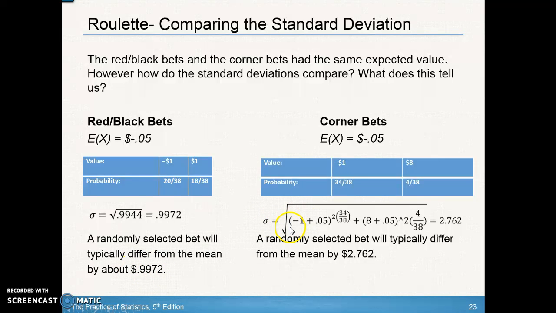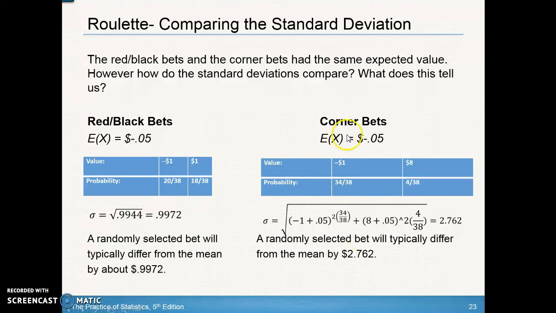Now, if we take a look at this standard deviation. Just really quick, we're doing this distance, -1 minus -5, that makes that positive, squaring it to make that positive, and then multiplying it by the probability. Same here, 8 minus -0.5, that makes it positive, squaring it, multiplying it by the probability, and then taking the square root to get the standard deviation, 2.762. So a randomly selected bet will differ typically from the mean by $2.76.